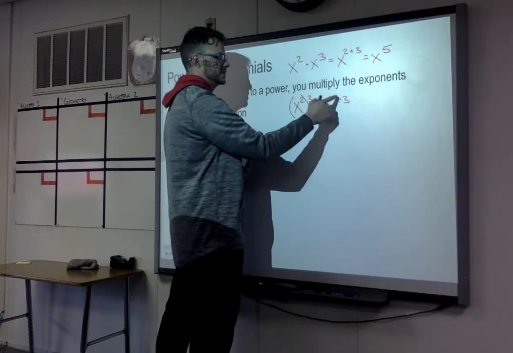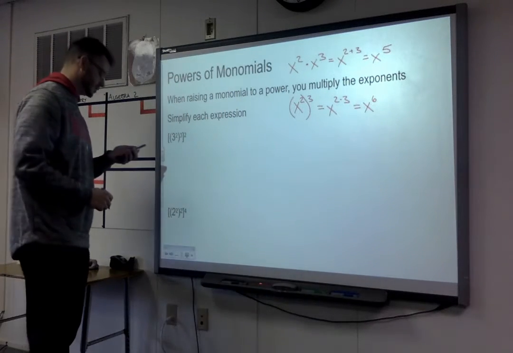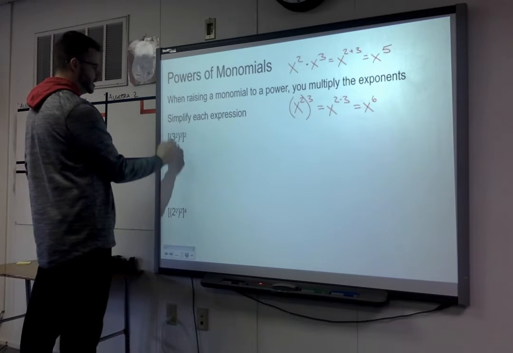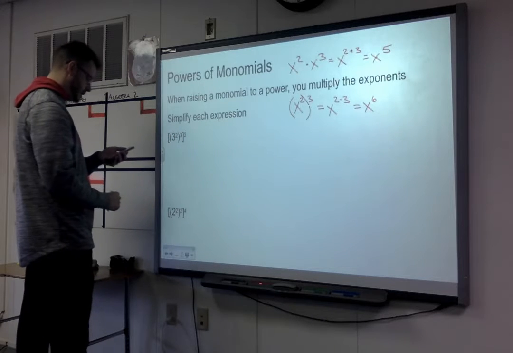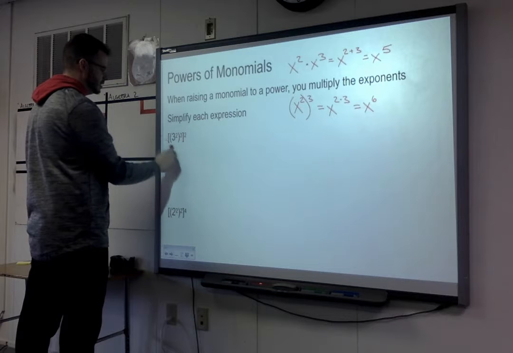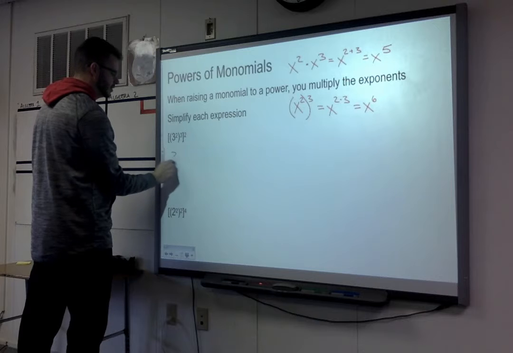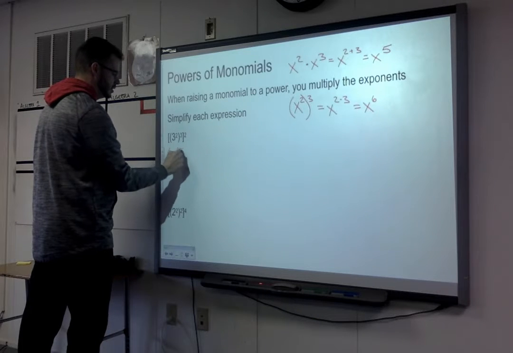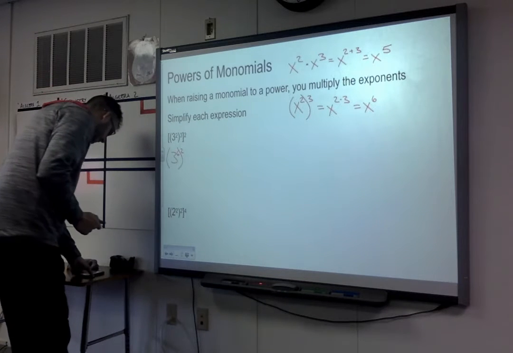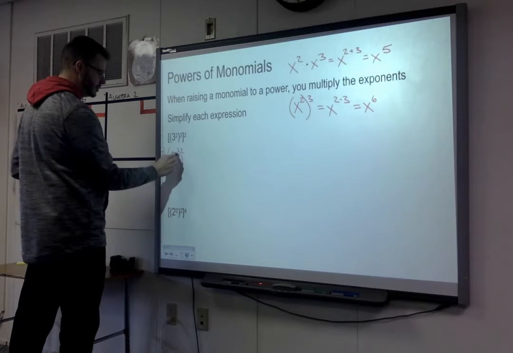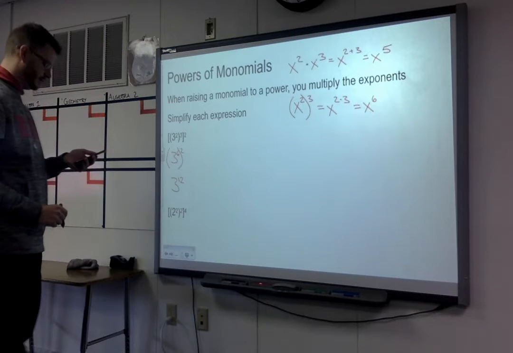So it would become x to the 2 times 3, which would be x to the 6th. So in this case, what we're going to do is we have 3 squared to the 3rd power, and then we're squaring that. So inside our brackets here, 3 squared to the 3rd power, just like we just did over there, would become 3 to the 6th power. Then if we squared that, 3 to the 6th squared, what we would need to do here is multiply 6 times 2, and it would give us 3 to the 12th power.